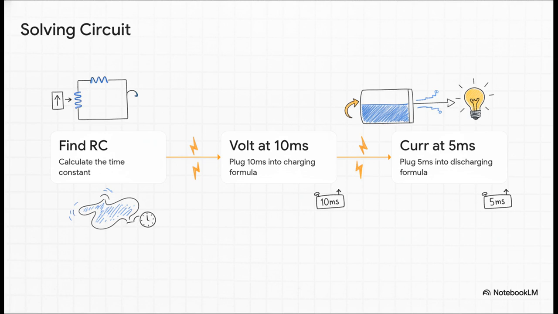Remember, R times C. That's 8,000 ohms times 4 microfarads, which gives us 32 milliseconds. Now, if we throw the switch to position 1 for 10 milliseconds, we literally just plug that time into our charging formula to see exactly how full the tank gets. Flick it over to position 2 for 5 milliseconds, plug that into the discharging formula, and we can see exactly how fast those electrons flow backward. It's really just a matter of identifying the phase you're in and applying the right formula.